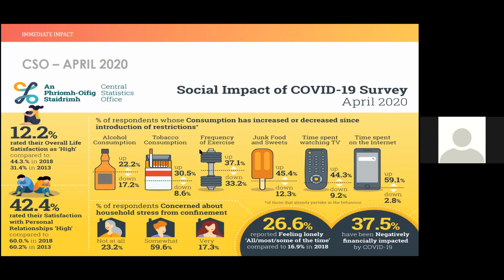45% increase in junk food and sweets, 44% increased time spent watching TV, and 59% increased time spent on the internet. So again, as we're looking at these and looking at the possible impacts of particularly the crisis itself, and as we move out of that crisis, I suppose, over a quarter reporting feeling lonely, 12.2% rating overall life satisfaction as high. These compared with 44% in 2018.